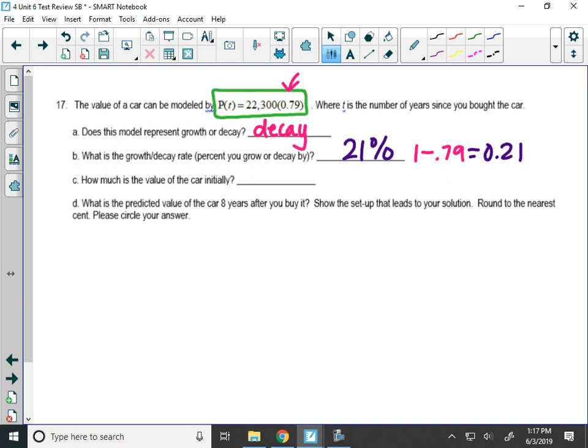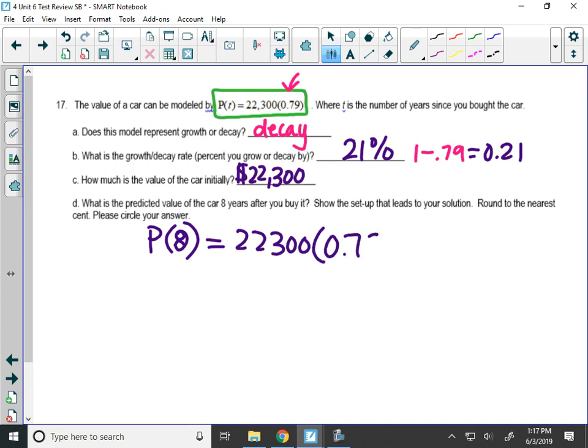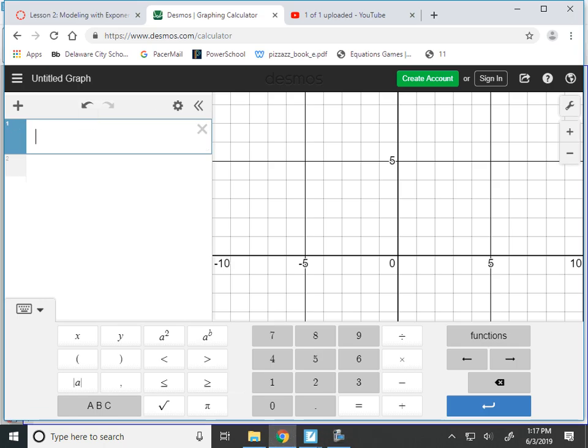How much is the car initially? Well, it's worth the starting amount, $22,300. And we want to know how much is the car worth after 8 years. So the value of the car, there, after 8 years is $22,300 times 0.79 to the 8th. So we're going to type this into Desmos, and we'll round to 2 decimal places because we're talking about money.